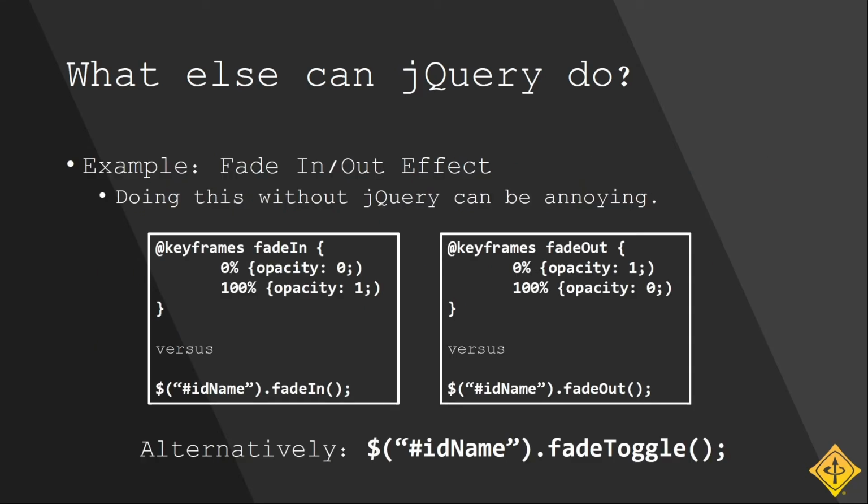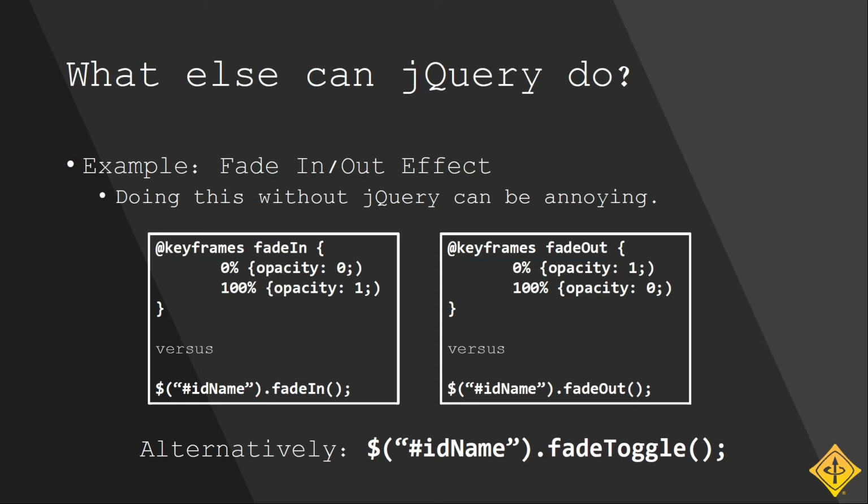One of the best examples of why you should use jQuery is the fade in and out effect. Doing this without jQuery, you have to use keyframes in CSS. Here you would define a keyframe called fadeIn, where it goes from 0 to 100%, from opacity 0 to opacity 1. And then to do a fade out, you would define another keyframe called fadeOut that goes from 0 to 100%, from opacity 1 down to 0.